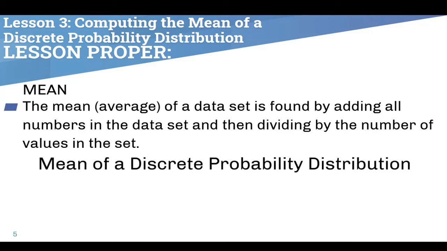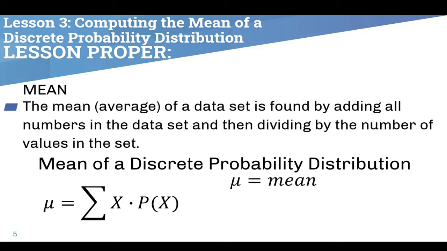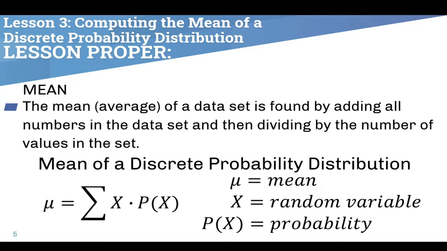The mean of a discrete probability distribution is equal to the summation of the random variable x multiplied by its corresponding probability. So, ito yung ating formula na gagamitin. Ngayon, paano ba natin i-apply yan? Again, yung mu, this corresponds to our mean, the Greek letter mu. Then, x would be our random variable. Then, P of x is our probability. So, sir, paano ba natin kinukuha yung mean ng discrete probability distribution?